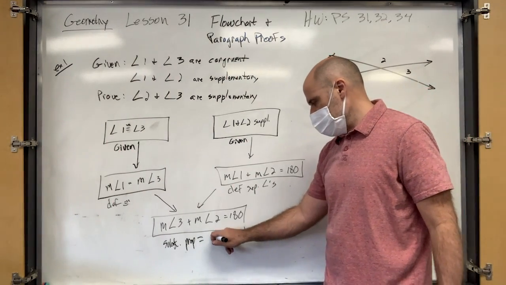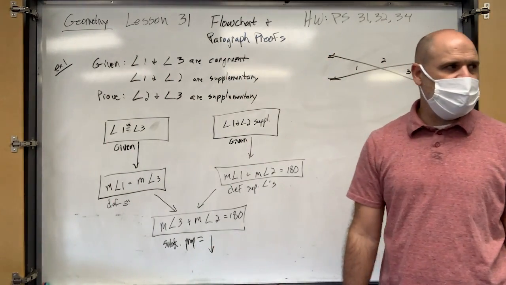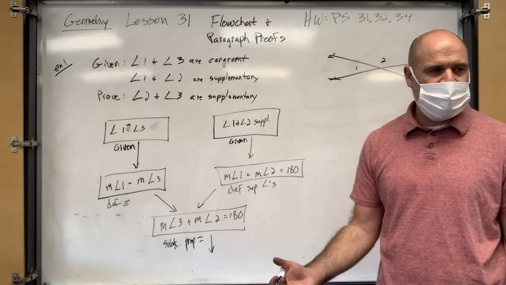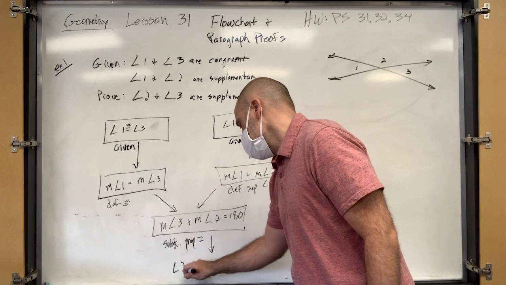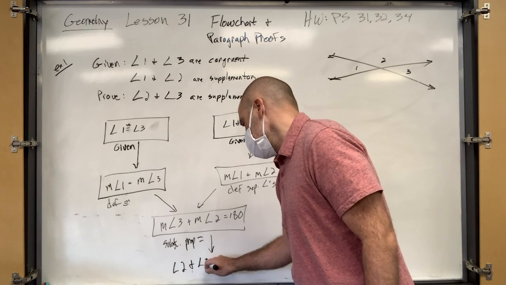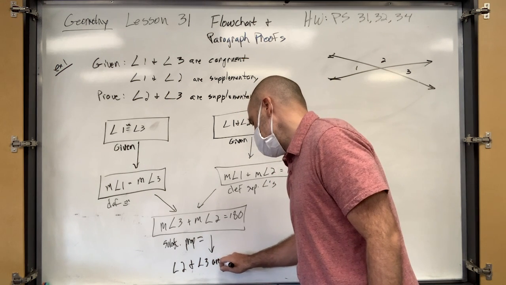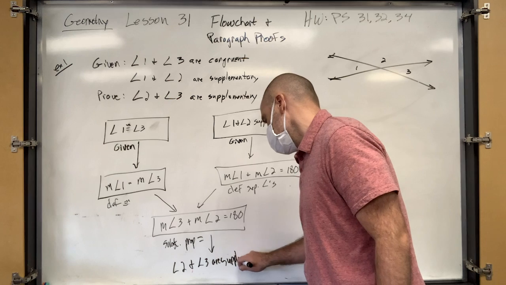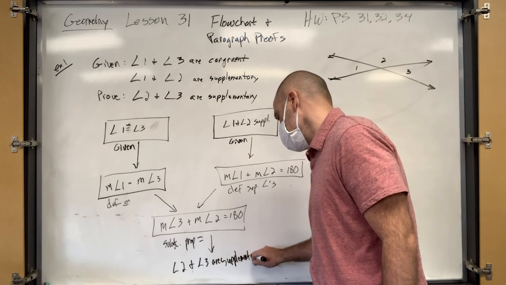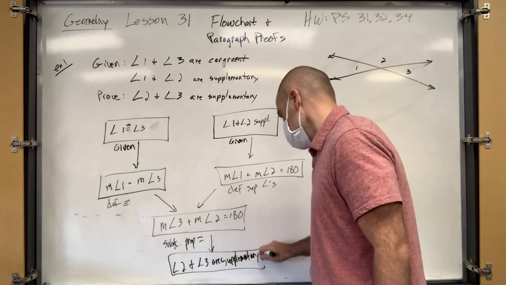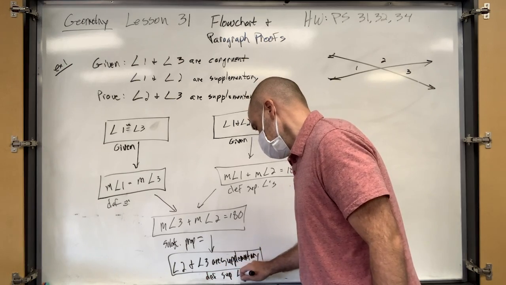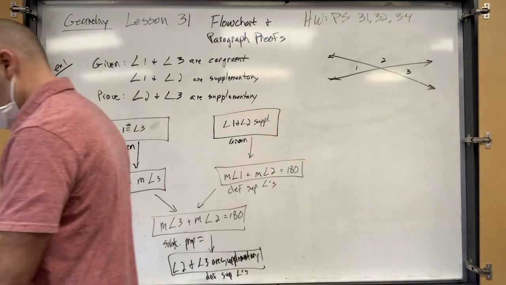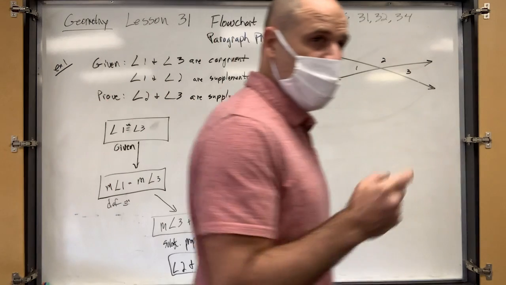So now what? I haven't proven anything yet. I haven't said my last statement, which should be angle 2 and angle 3 are supplementary. Why can I say that? Definition of supplementary. Right, back to the definition of supplementary. Def sup angles. That's an example of a flowchart proof.